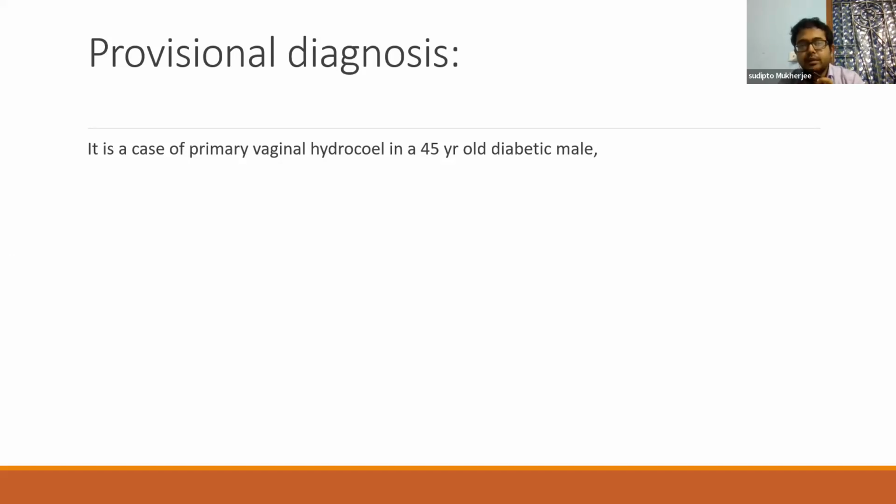The primary vaginal hydrocele means a vaginal hydrocele without any known etiological cause. So what is the secondary hydrocele? What common pathology can cause a secondary hydrocele? Common pathologies. In which pathological condition can you find a secondary hydrocele in the scrotal sac?